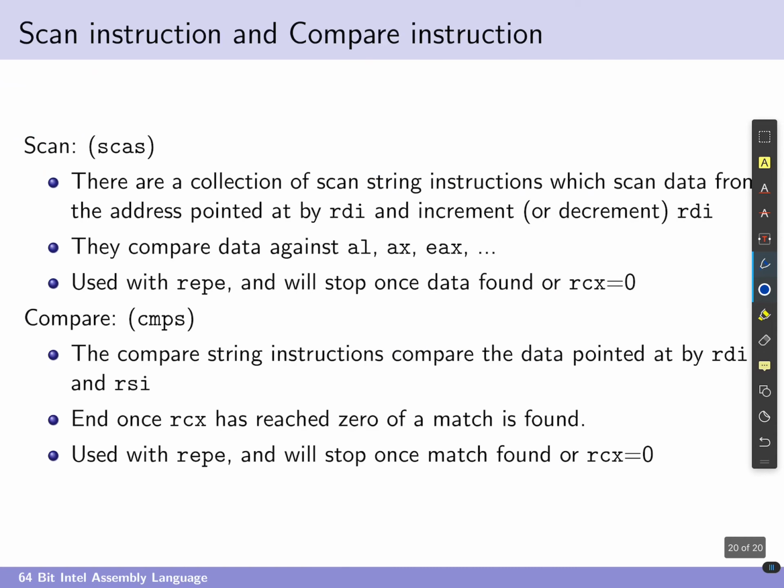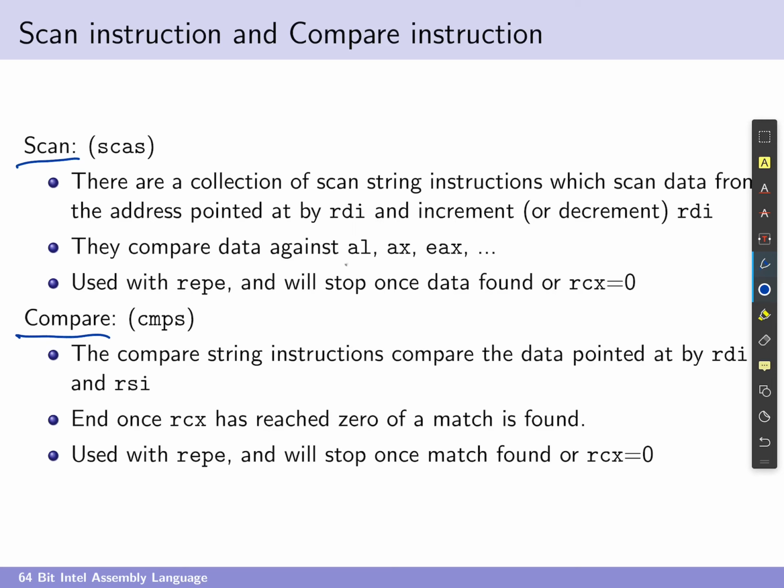Now, there are 2 more useful instructions. There are a couple more, but I think these are the 2 most useful in general situations. The first one is scan, and the second one is compare. They're quite similar to each other. So with scan, there is some collection of data that we wish to scan to see if it contains a specific value. So I have a big array, 1 million elements, and I want to scan through to check if it contains a specific value. Kind of like we were looking for a character in our null terminated string earlier.